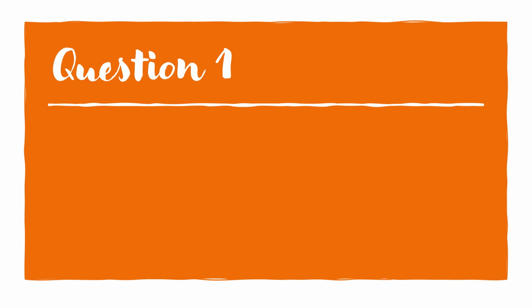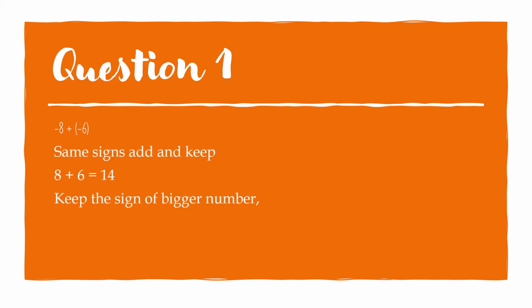Now question 1. Negative 8 plus negative 6. So with the tune, these are same signs, so we just add it normally. So 8 plus 6 equals 14. And then we have to keep the sign of bigger number. Both are negative, so the answer will be negative. So the answer will be negative 14. Therefore, negative 8 plus negative 6 equals negative 14.